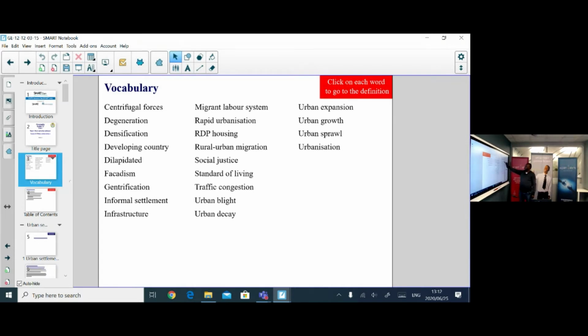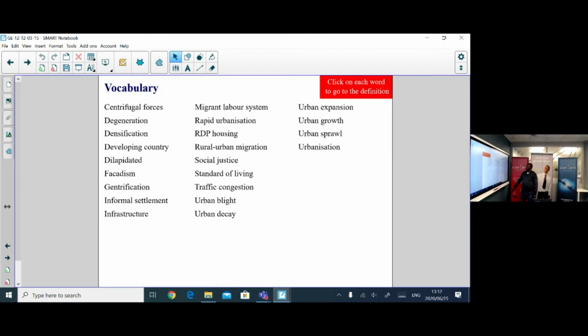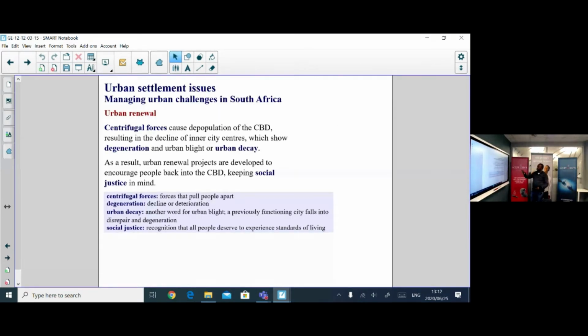Let's look at centrifugal forces. What do you mean by centrifugal forces? These are forces that cause depopulation of the CBD, resulting in the decline of inner city centers, which show degeneration and urban blight or decay.